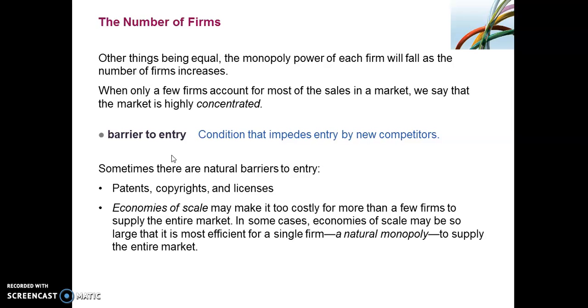Then there's also economies of scale. Now, from chapter 7, you should know what economies of scale is all about. So it may make it too costly for more than a few firms to supply the entire market. So in some cases, economies of scale may be so large that it's more efficient for a single firm to operate and supply the entire market. And that is what is called a natural monopoly.